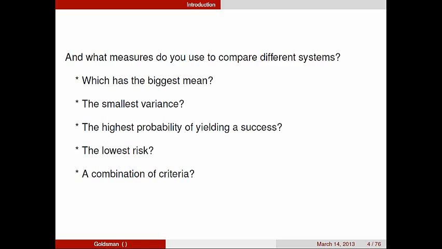Or I might also be interested in finding the alternative that has the highest probability of yielding a success. So you could be simulating, say, 10 different possible inventory systems, and you might want to know which of these 10 is going to have the highest probability of making sure that I get a profit. My success is a profit. I want to know which system has the highest probability of making me successful. I might also be interested in the lowest risk, which is related to variance. I might also be interested in a combination of criteria. I want the largest mean subject to a variance constraint.